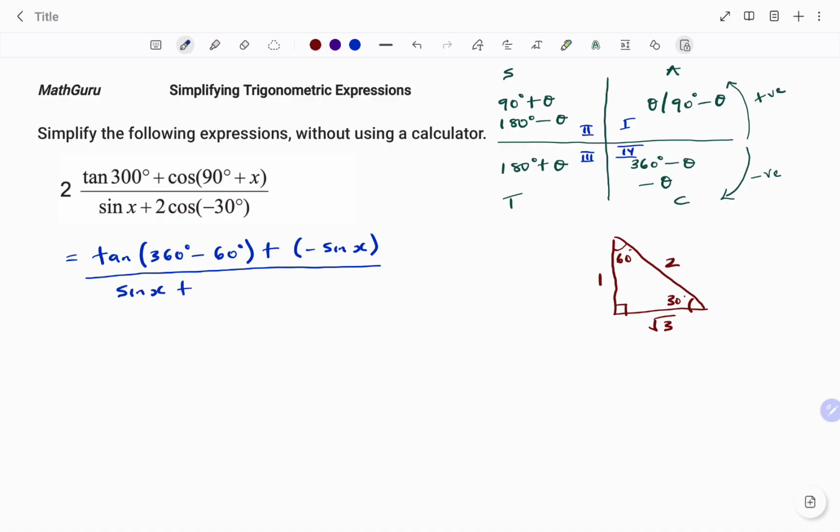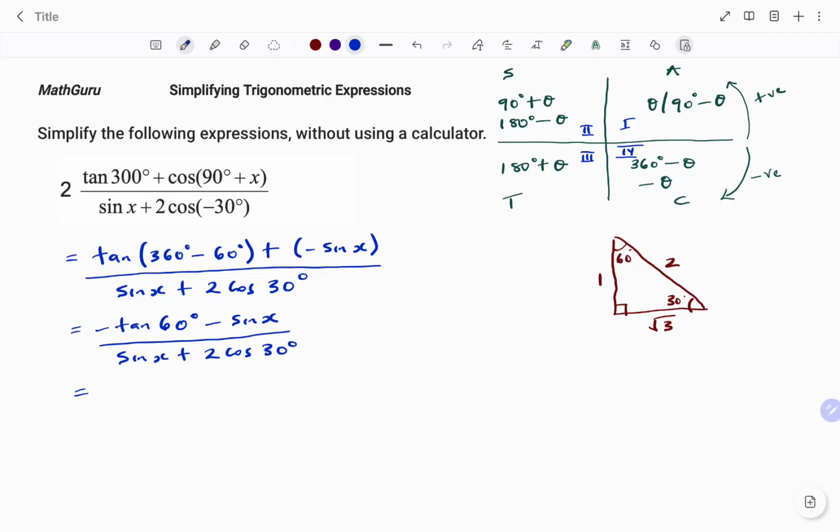plus 2 cos of negative 30, angles because that falls in the fourth quadrant, and cosine is positive in the fourth quadrant, so that remains positive, and then that becomes cos of 30 degrees. That's equal to 360 minus 60, that falls in the fourth quadrant. As shown, only cosine is positive, so therefore that's going to give me negative tan of 60 degrees. If I expand the bracket, I have minus sine of x divided by sine of x plus 2 cos of 30 degrees.